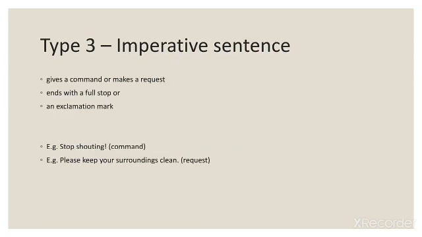Type 3, imperative sentence. An imperative sentence gives a command or makes a request. It ends with a full stop or an exclamation mark. Example, stop shouting. So this is a command. Please keep your surroundings clean. And this is a request.